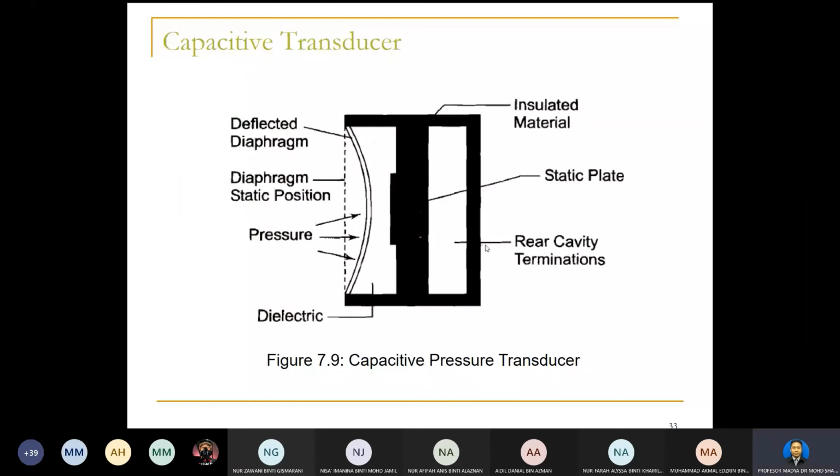You can see this is the deflection diaphragm. So the pressure comes in here, and this is our dielectric. If this one is moved, then the pressure will be increased. That is how it works. For example, this diaphragm is like this, so now it is normal. But if we have pressure, it depends on the pressure. If the deflected diaphragm is here, then the pressure will be increased.